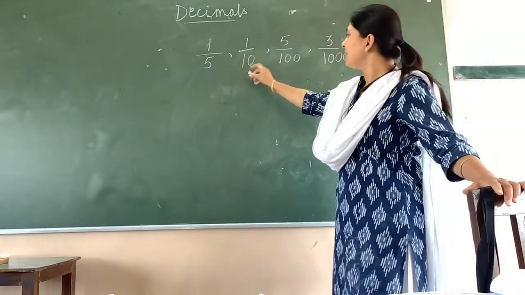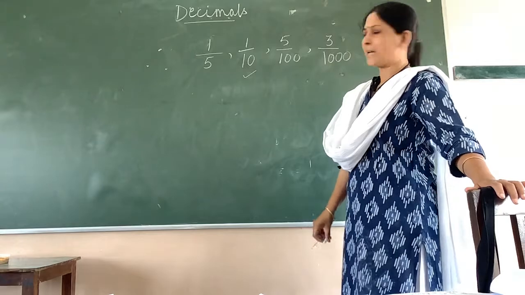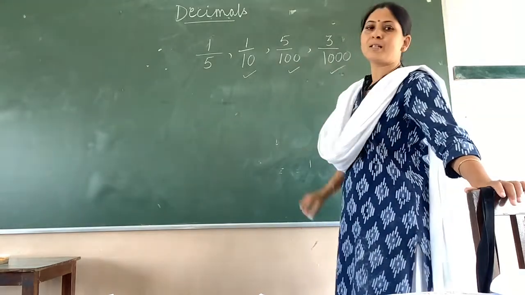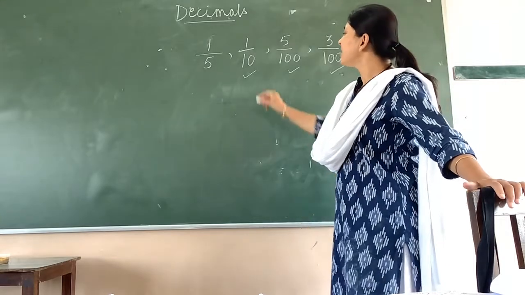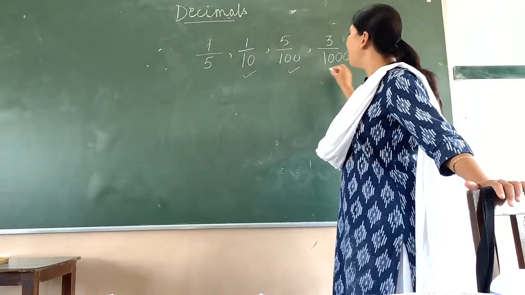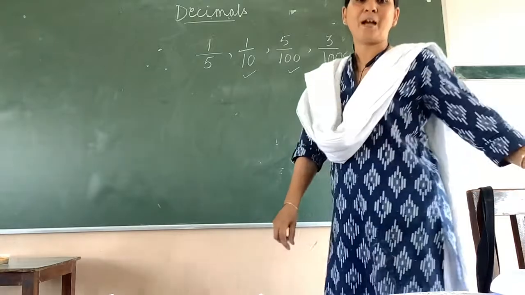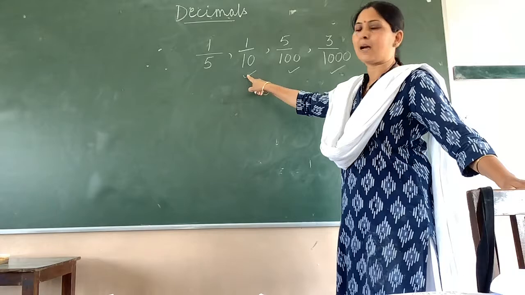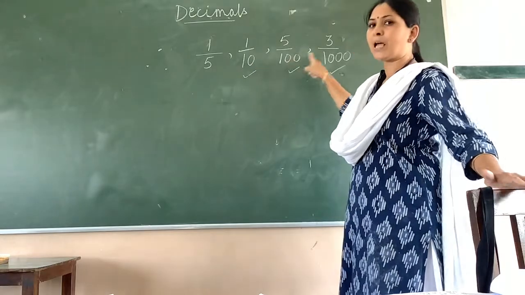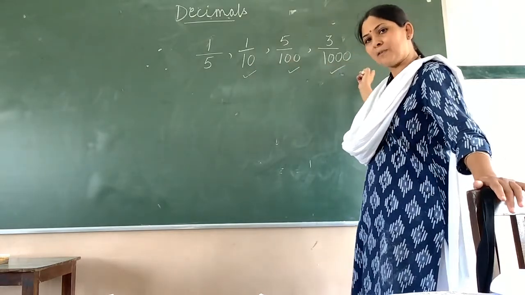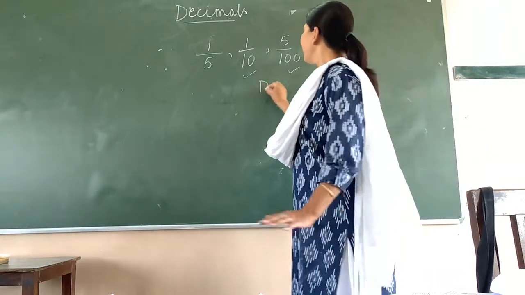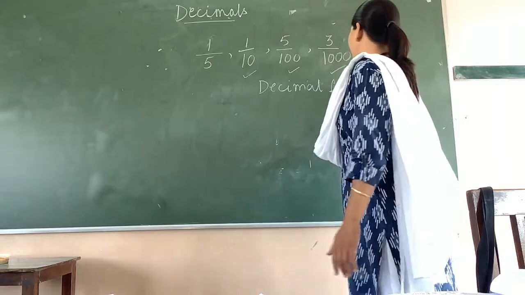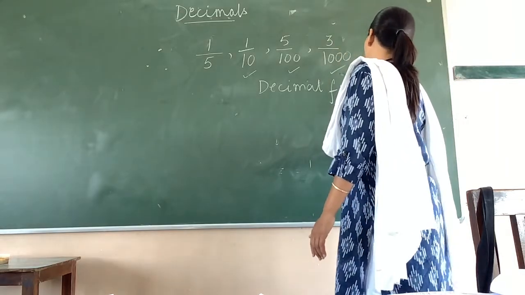Now, these 3 fractions, 1 over 10, 5 over 100 and 3 over 1000. These fractions are called decimal fractions. The fractions in which denominators are 10, 100, 1000 or multiples of 10, they are called decimal fractions.